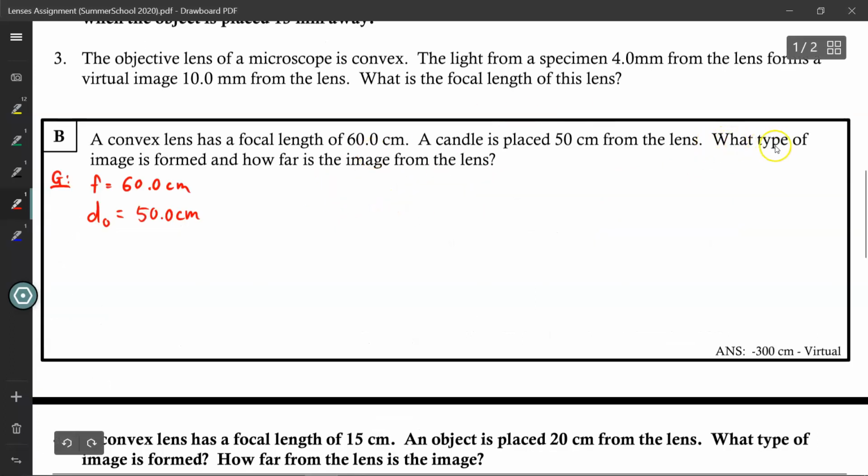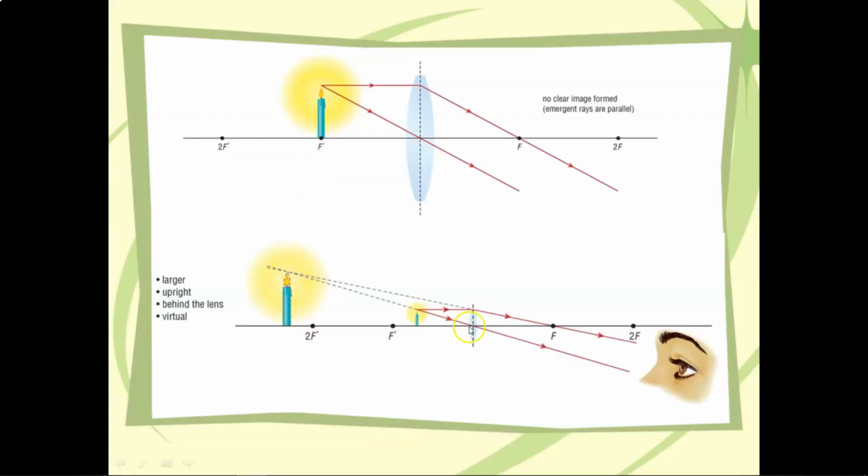It then asks what type of image is formed, so is it real or is it virtual, and how far is the image from the lens. So we're going to calculate what the distance of the image is. In order to determine if it's virtual or real, it depends on whether this is negative or positive. If the image distance is negative, that means it is in the virtual world. The light rays don't actually converge and meet here.